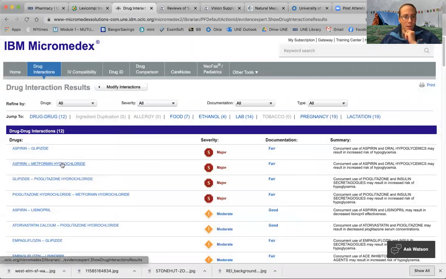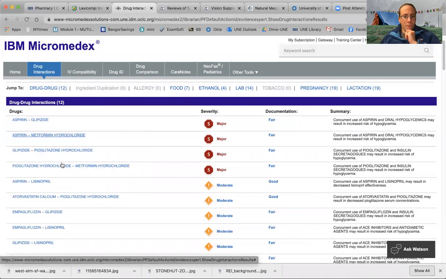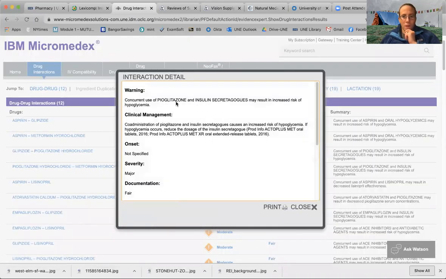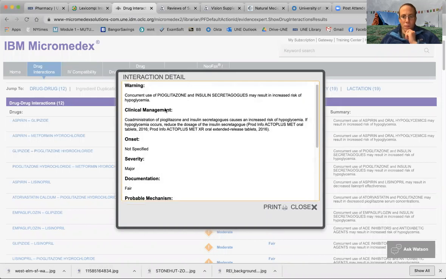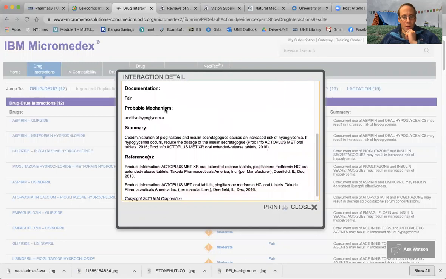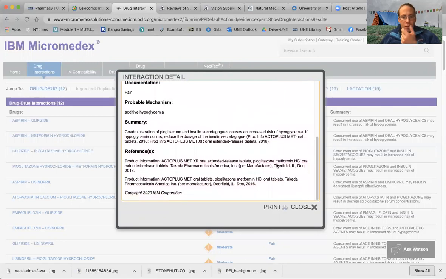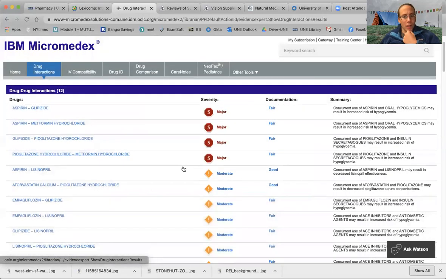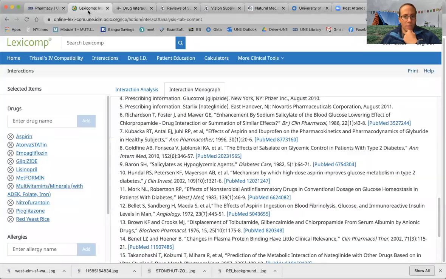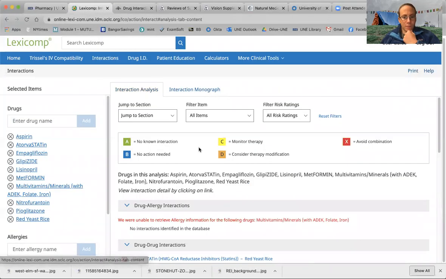Let's do the pioglitazone. I mean, all of these are going to be glipizide. Pioglitazone is going to be increased risk of hypoglycemia. Severity major, documentation fair, summary. That's it. So you don't get a lot of the patient management stuff that I'm seeing in others. Now let's see, atorvastatin, pioglitazone. Did we have that here?